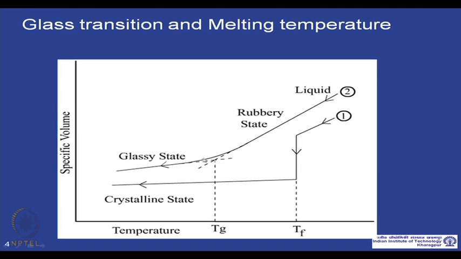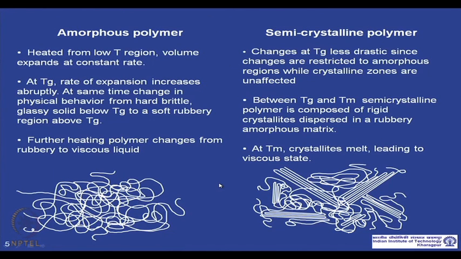So, this temperature where you have a transition from a rubbery state to a glassy state is not a particular temperature, but a particular range of temperature. This is called the glass transition temperature, and the temperature at which the polymer melting happens is the melting temperature of a polymer. So, a polymer can have amorphous material.